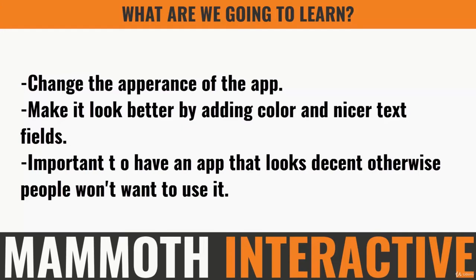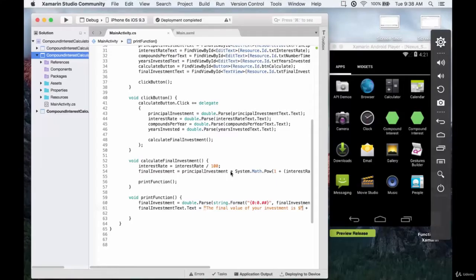So first we're going to run it, see how it looks, make sure it all works, and then we will change the appearance of it to make it more visually appealing. So now that we've implemented the entire functionality of the app and are pretty sure we have it working, let's go ahead and run it.